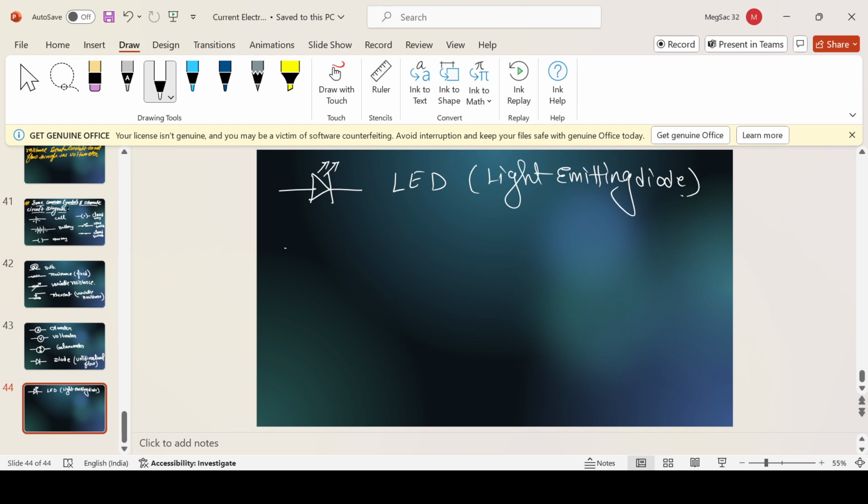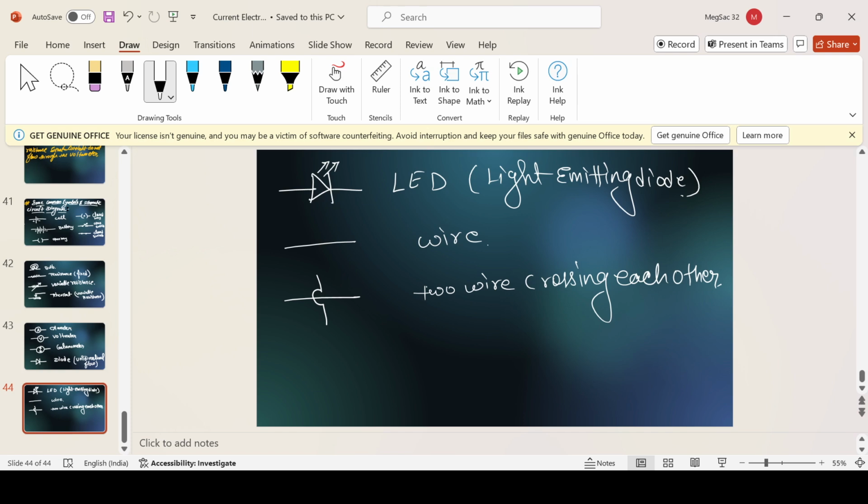Okay, now this is a normal wire. This is two wires crossing each other. Clear everyone? Yes, sir. This is a coil, a heating coil or something. So only this much is the important part which you will be requiring, okay. Clear everyone?